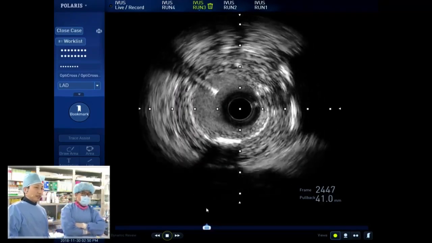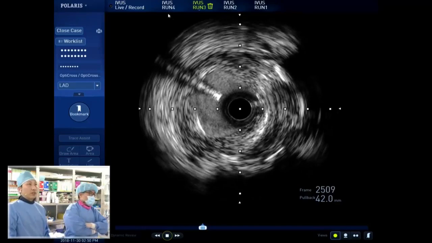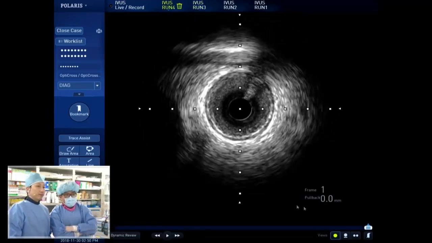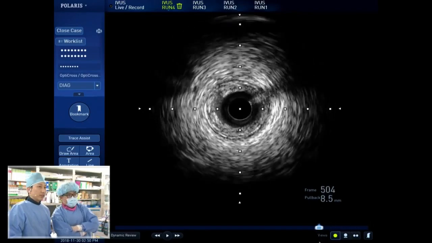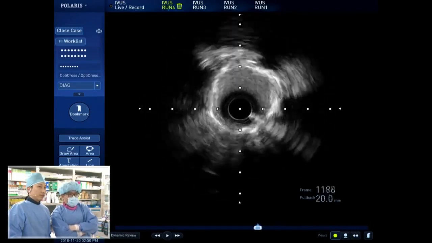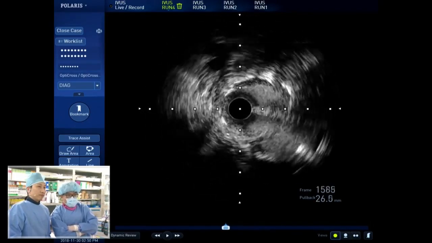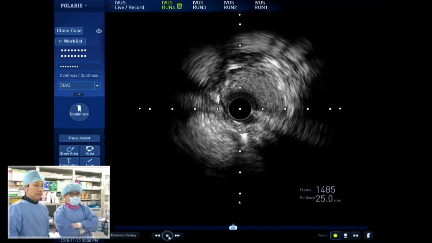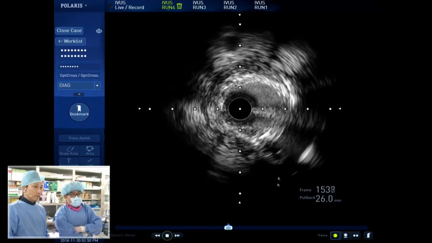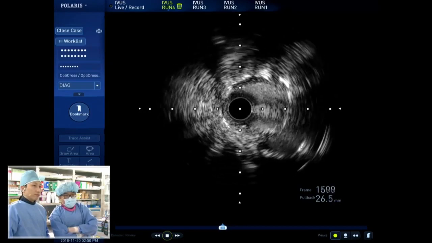And we also did IVUS of the diagonal, also more proximal, close to the bifurcation. Diagonal stent was also good. Okay, stop here. And the diagonal part looks relatively okay at the bifurcation ostial area.